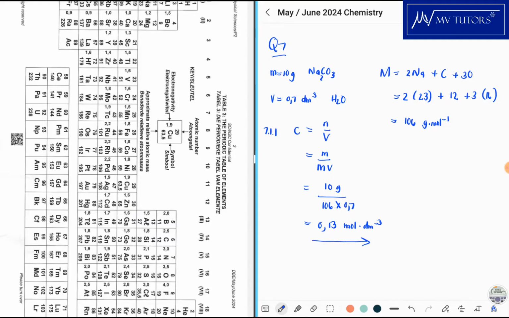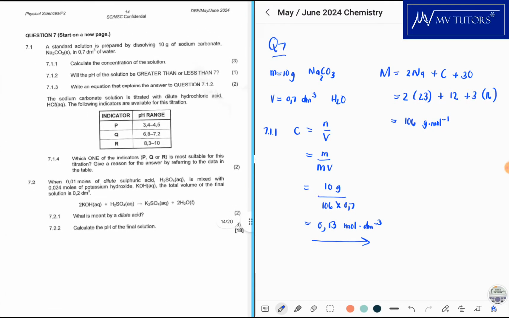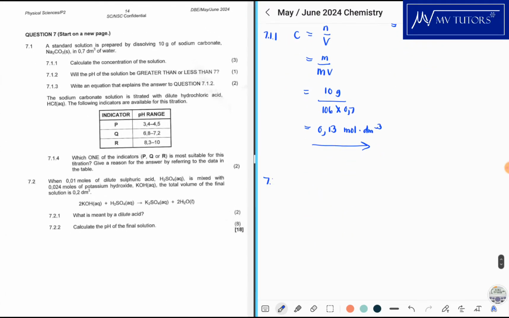Okay, and now we get to 7.1.2. Will the pH of the solution be greater than or less than? So it's only 1 mark. So let's just think about it. You have sodium carbonate. That is a weak base. And I mean, it's in water. Water is neither here nor there. So in this case, this solution will be basic. Therefore, it will be greater than 7.